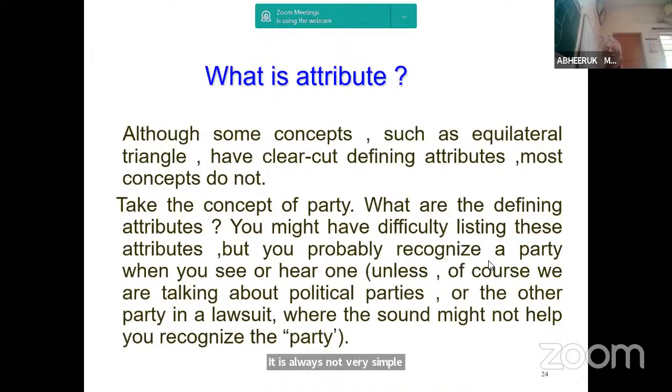But you probably recognize a party when you see or hear one, unless, of course, we are talking about political parties. No, just other parties I am talking about. So this is the case: some concepts are not easy to define. If you perceive those things directly, then you can learn.